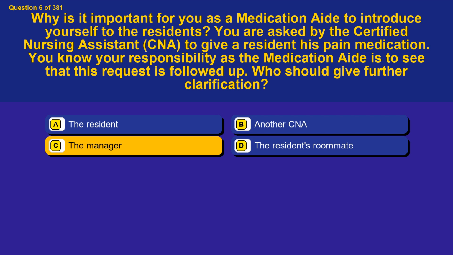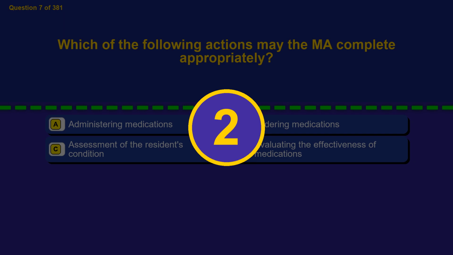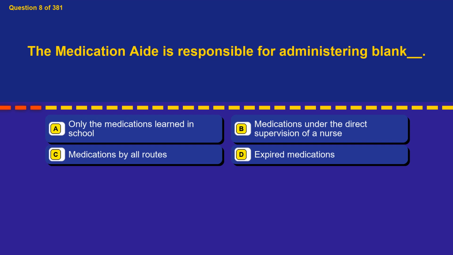The manager. Question 7. Which of the following actions may the MA complete appropriately? Option A. Administering medications. Option B. Ordering medications. Option C. Assessment of the resident's condition. Option D. Evaluating the effectiveness of medications. The correct answer is option A. Administering medications.